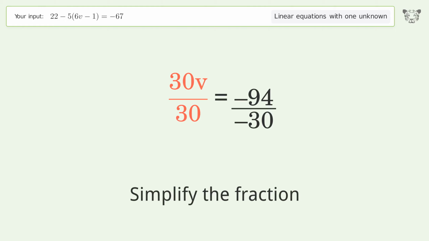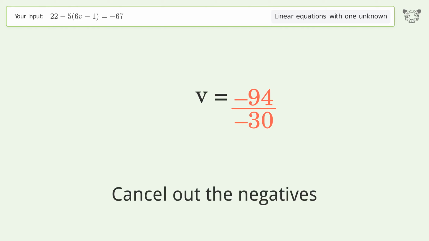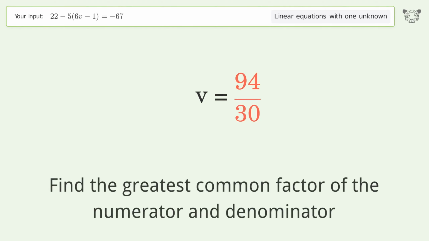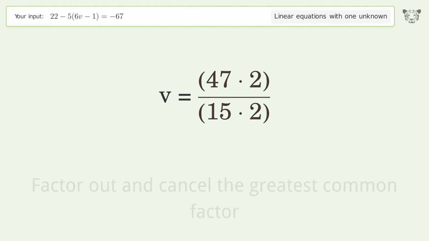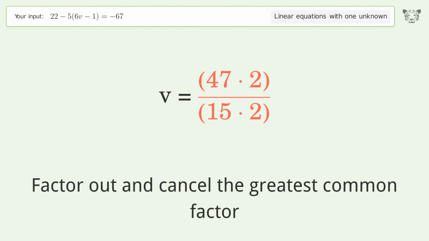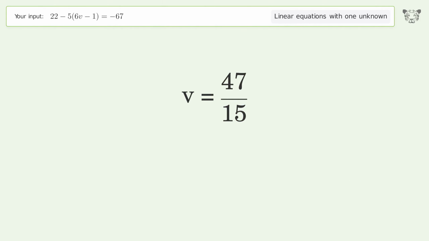Simplify the fraction. Cancel out the negatives. Find the greatest common factor of the numerator and denominator. Factor out and cancel the greatest common factor. And so the final result is v equals 47/15.